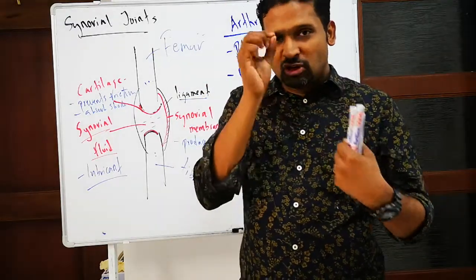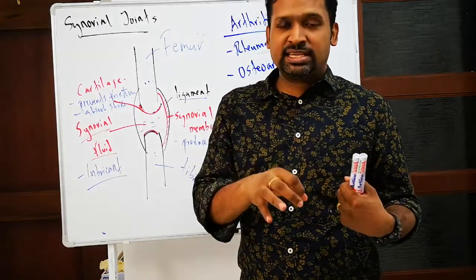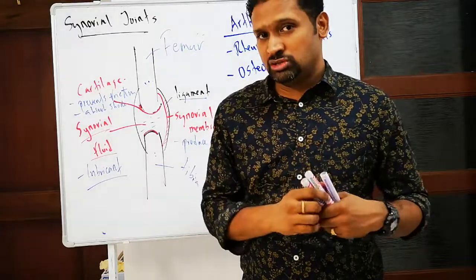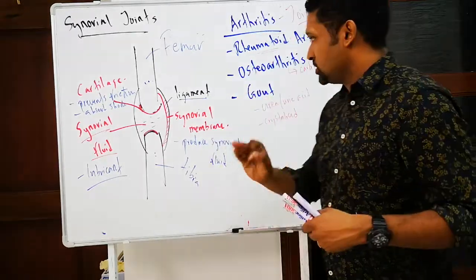Why? Because there are all these smaller crystal-like structures made from uric acid that have already accumulated in the joints. Three main types of arthritis that you must know.